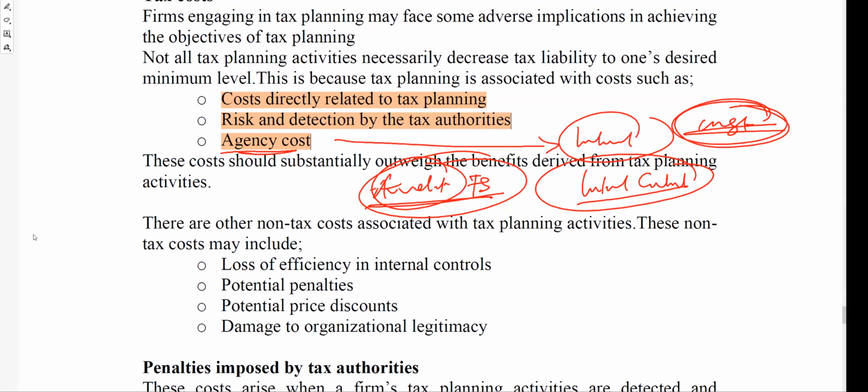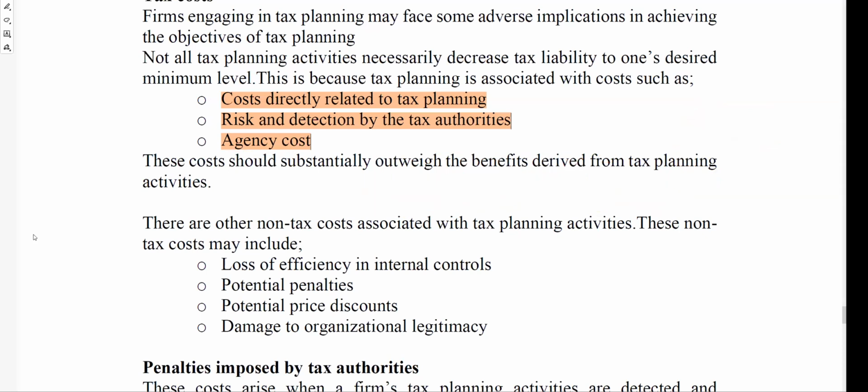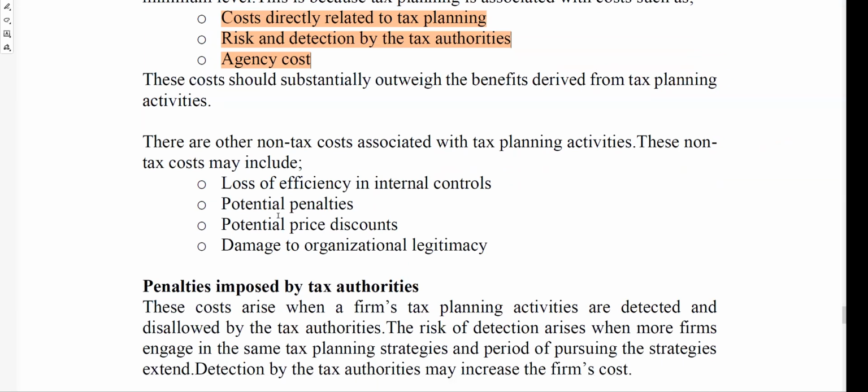Now, the whole thing is that sometimes these costs outweigh the benefits derived from tax planning activities. And there are other non-tax costs, things that are qualitative in nature, but they are associated with tax planning activities. Some non-tax costs may include the loss of efficiency in your internal controls, potential penalties that may be raised, potential price discounts.